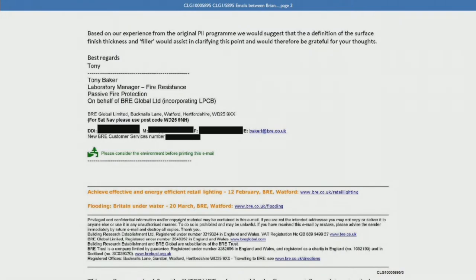Now, first, what was meant by the original PII programme? Do you know? I don't know. I would anticipate that it was the original work that was done at Cardington in the 1990s. That led to Fire Note 3? Yes. That's what Sarah Colwell says in her witness statement in paragraph 408. And what was the BRE's experience from that programme which was relevant here? I'm not entirely sure. I'm not as familiar with that as Sarah would be, for example.